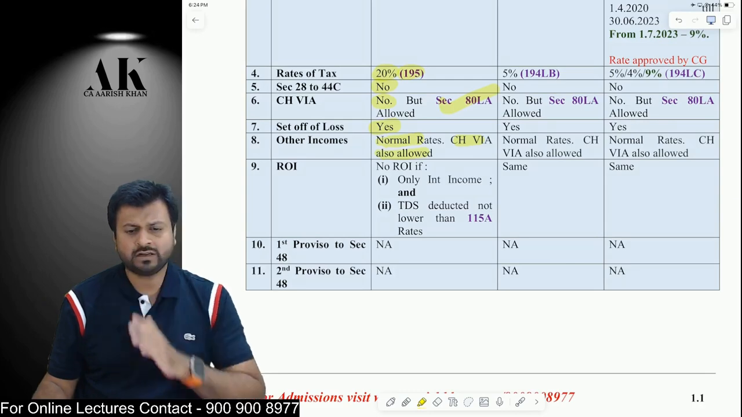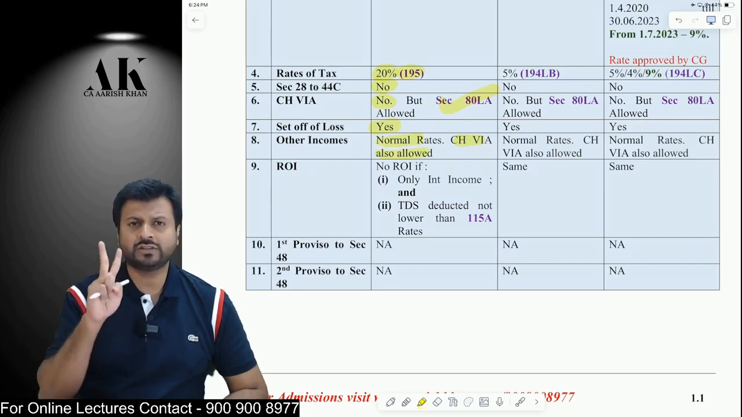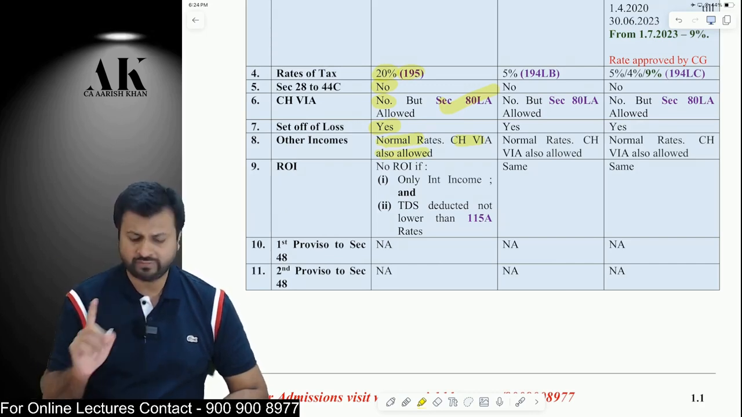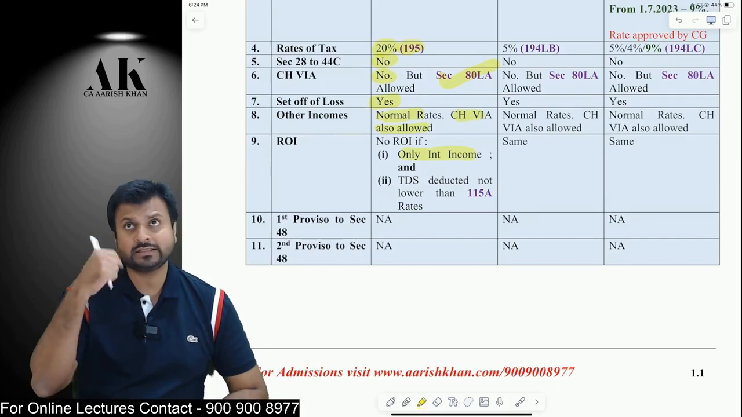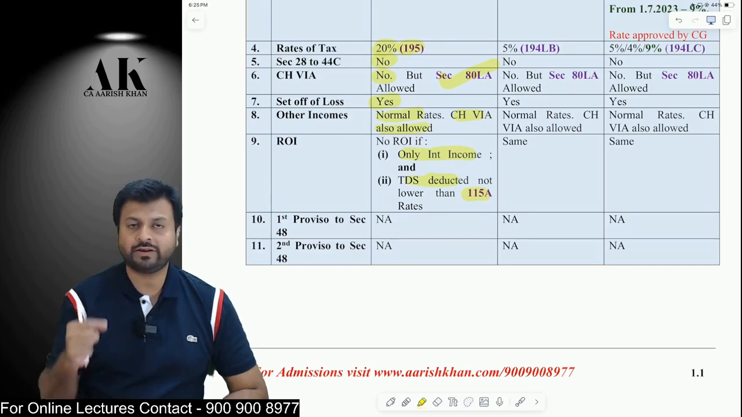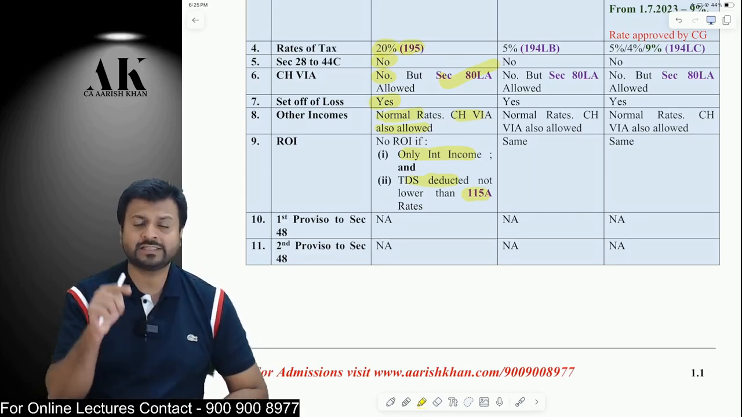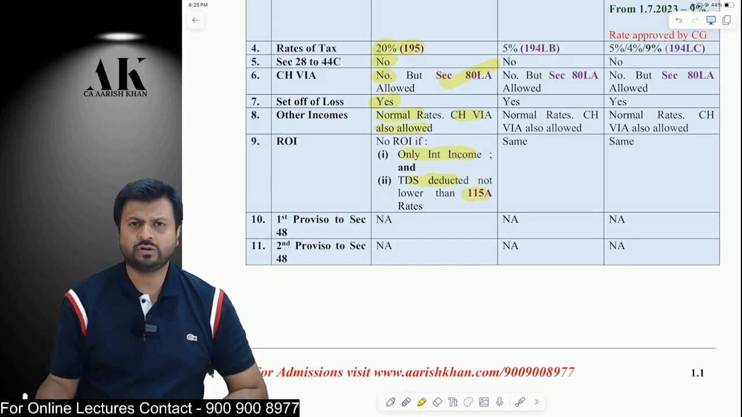What about the return of income? Is the non-resident supposed to file the return of income? If the non-resident fulfills 2 conditions, there is no need to file the return of income. First, the non-resident earns only this interest income, and the TDS is also deducted at the rate mentioned in 115A, not lower than 115A. Suppose the rate mentioned over here is 20%, and if the TDS is deducted at 20%, and the assessee only earns the interest income, there is no need to file ROI.